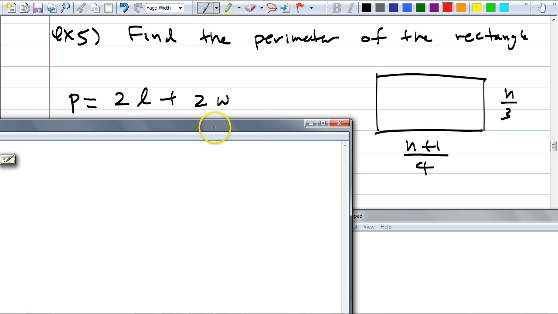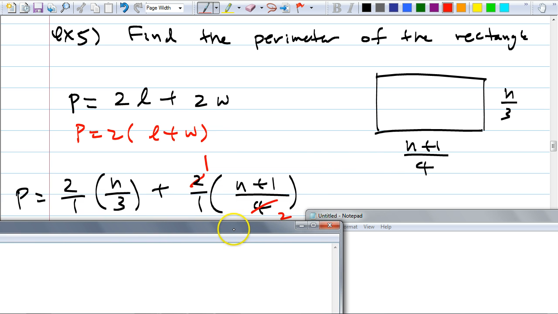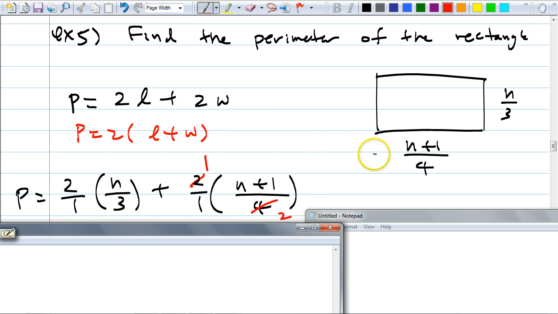n plus 1 over 4. That's the width. It doesn't matter. So n over 3 is the length. Width is how wide something is, to the left and right. Oh, I've been doing it wrong. It doesn't matter, it's okay.